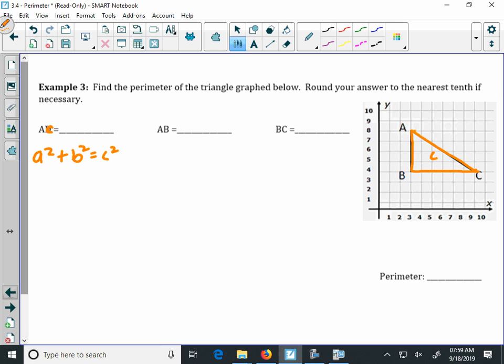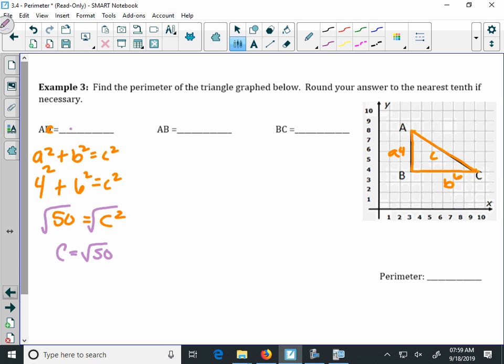You can just use the triangle itself, right? So the side you're trying to find is your C, I'll make that my A, and make that my B. So what's the length of my A? 4. What's the length of my B? 6. So what's 4 squared plus 6 squared? 50. Again, what do we have left to do? Square root. And again, don't take the square root to the very end. Just leave it as the radical. That's your answer. Okay?